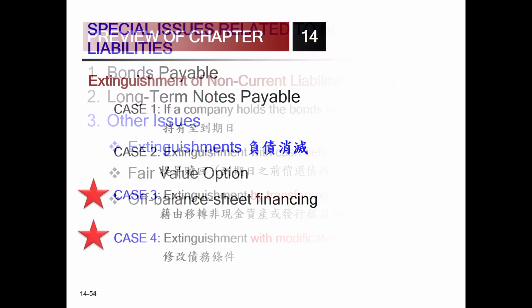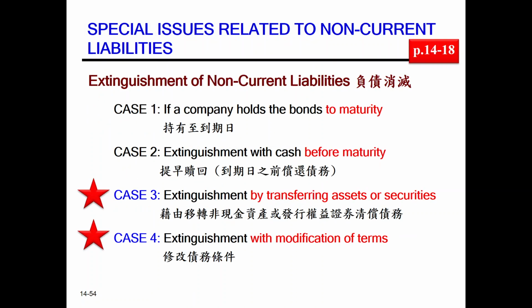Then why? In your first year, we just talked about the first two cases. Why don't we have the bond anymore? Because the first case is quite simple. What's that? Your company holds the bond to maturity, meaning you pay interest each period. Then after 10 years or after 20 years, at maturity date, when we pay back the principal, then we don't have the liability anymore, right? So that's case 1.